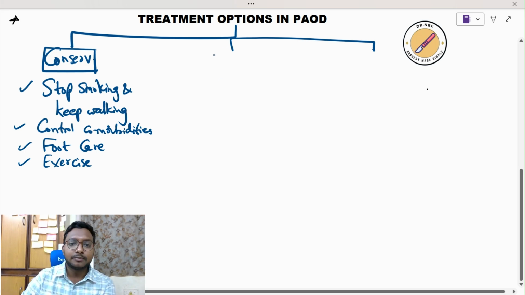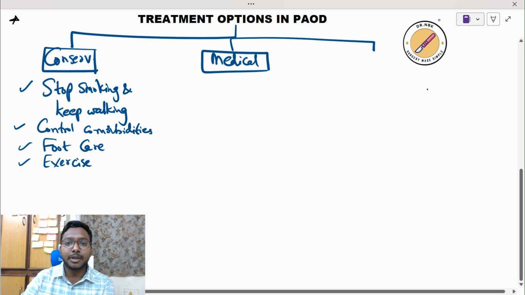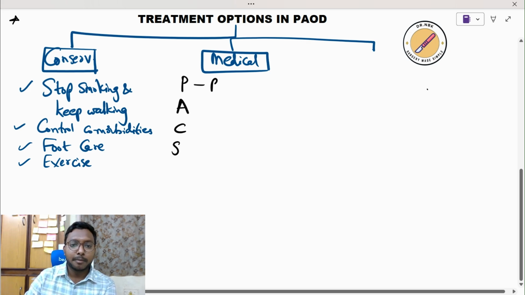Now coming to medical, it is nothing but drugs. So what are the important drugs we can use here? We can remember the drugs with the help of a mnemonic: PACs. So P for PG E1 analogs. The common drug is pentoxifylline.